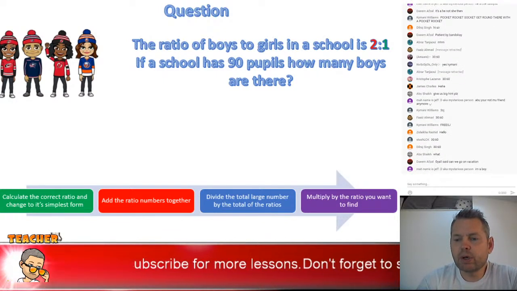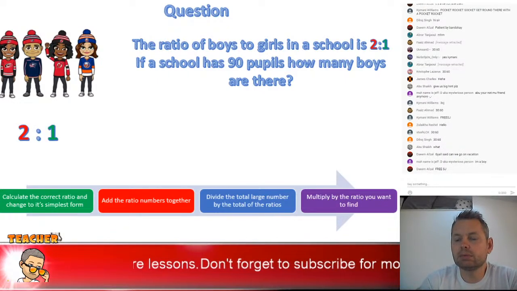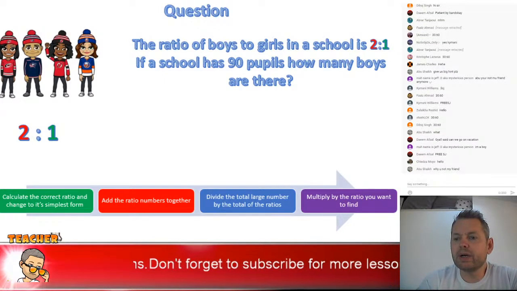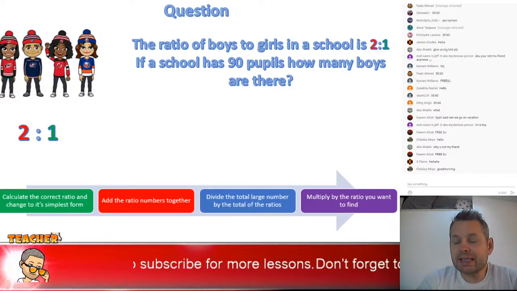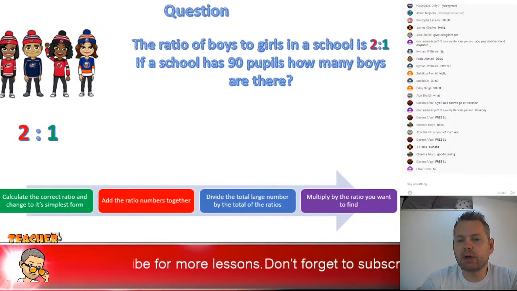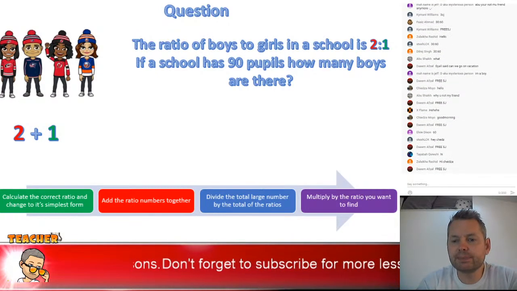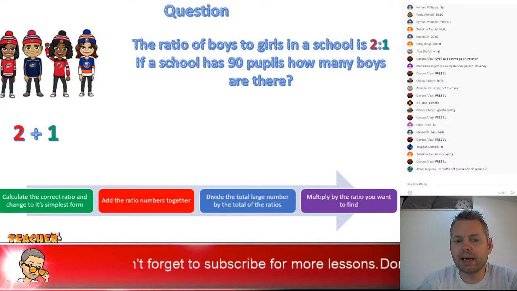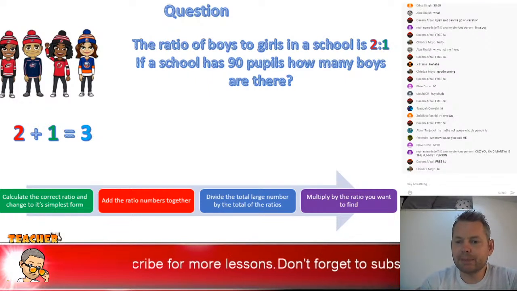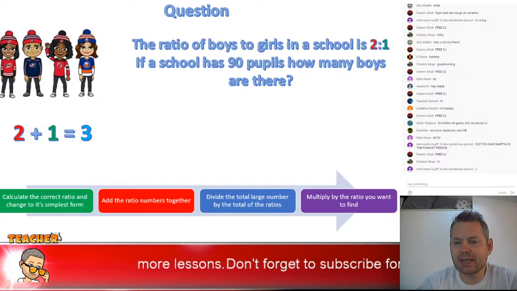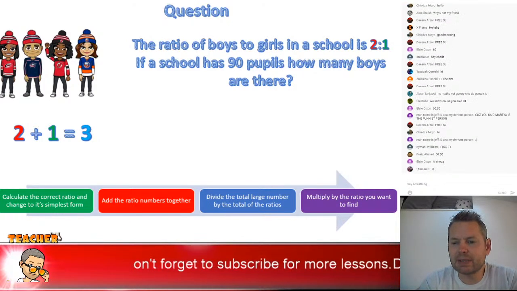The first step is this. We're going to calculate the ratio. Now in this question, it tells you that our ratio is 2 to 1. So there are 2 boys for every 1 girl. The first step of using division to calculate ratio is that we are going to use that 2 to 1 and we are going to add them together. So we've got 2 plus 1. I know absolutely all of you in this room can do 2 plus 1. So 2 plus 1 equals 3. Okay, so that's our first step.